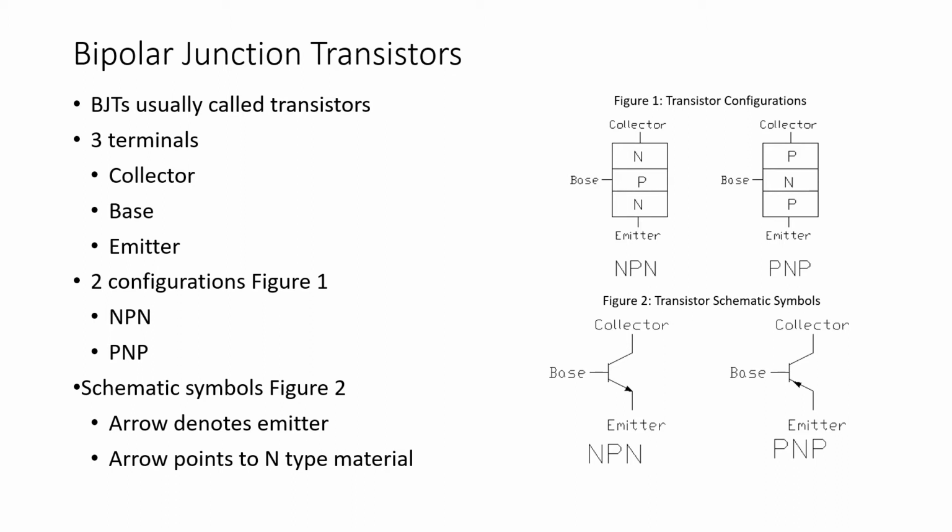Now the schematic symbols used for junction transistors are shown in figure 2. Note that the terminal with the arrow always denotes the emitter of the transistor, and the arrow always points towards the N-type material. This is how we can identify the three terminals on the schematic symbol and also determine whether the schematic symbol refers to or denotes an NPN or a PNP transistor.